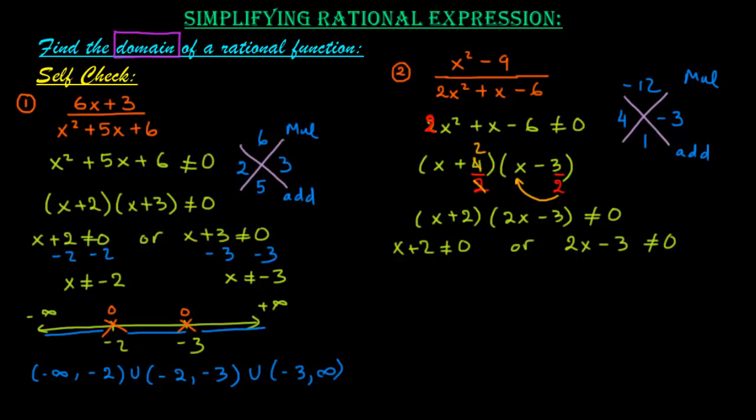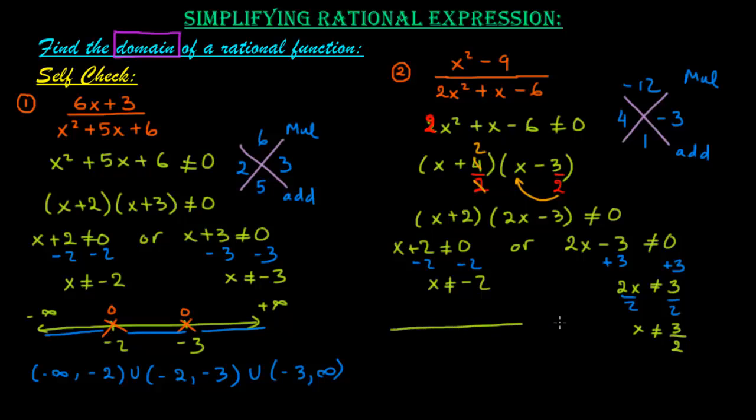Okay, so we solve each of them. First part, subtract 2 on both sides, so x cannot equal negative 2. And the other side, we isolate the x, add 3 on both sides. Then 2x cannot equal positive 3, and divide by 2 on both sides. Then x cannot equal 3/2. My bad, 3/2.